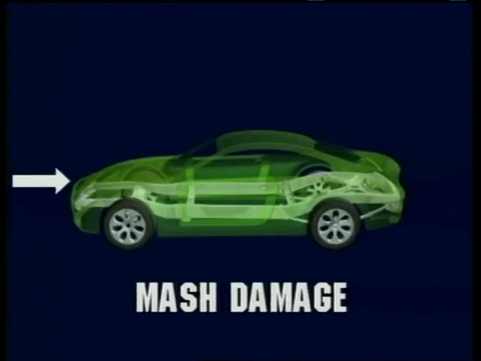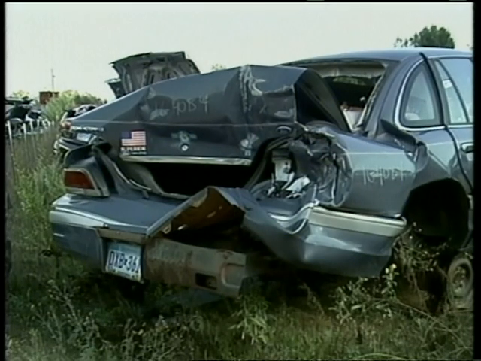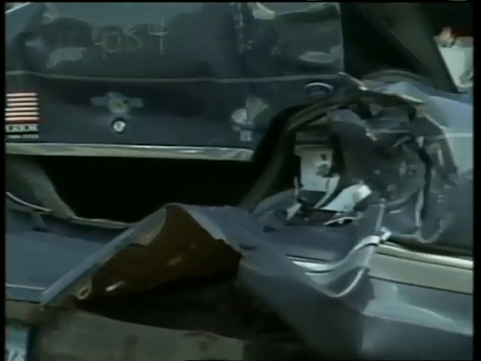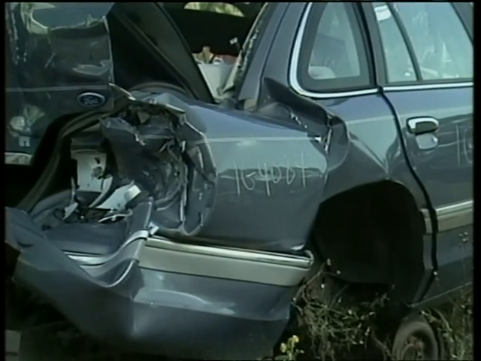Mash damage means that any one section of the car is shorter than factory specifications. Mash is generally limited to the front or rear of a vehicle. Mash can be identified by severe distortion of the bumpers, taillights, quarter panels, floor pan, and trunk lid.